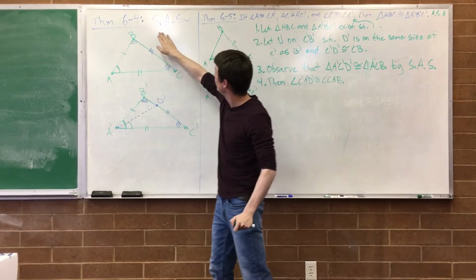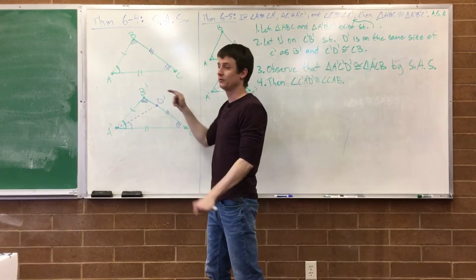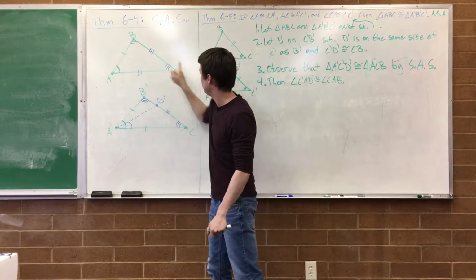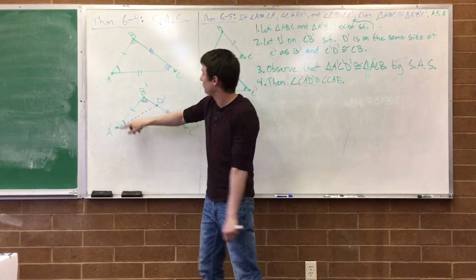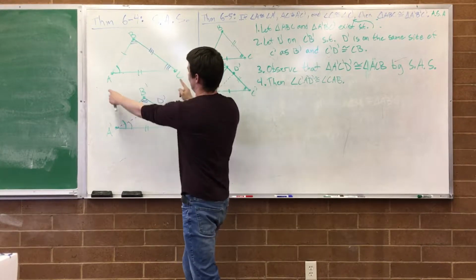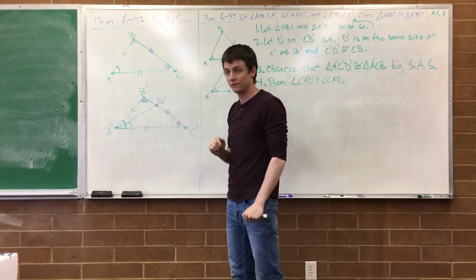So here's what it said. It said if I have two triangles, green's what was given, blue's what I added. So if I have two triangles ABC and A prime, B prime, C prime, such that angle A is congruent to angle A prime, AB is congruent to A prime, B prime, and AC is congruent to A prime, C prime, then these two triangles were congruent. Okay?